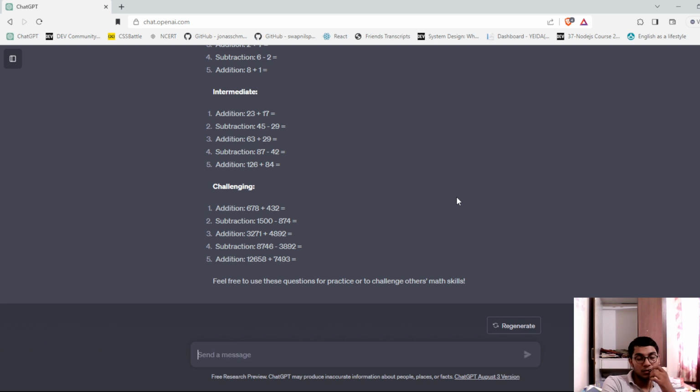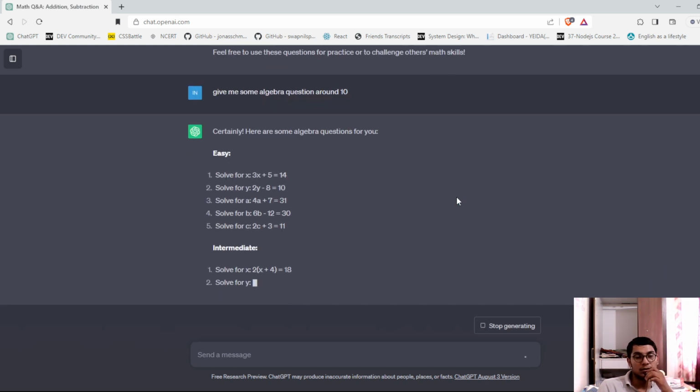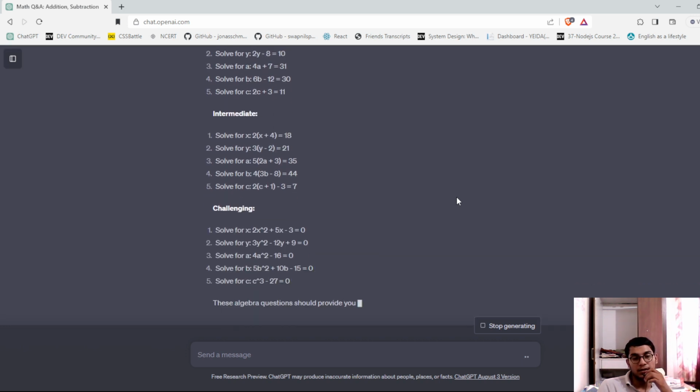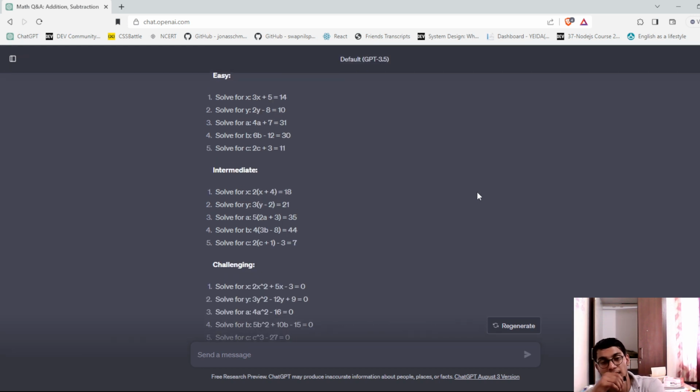Give me some algebra questions. Around 10 questions, similar to intermediate level. By itself it divides the questions into different difficulty levels. The first one is easy, the second one is intermediate, and the third one is challenging. We have to solve these. Let's check the easy first one.